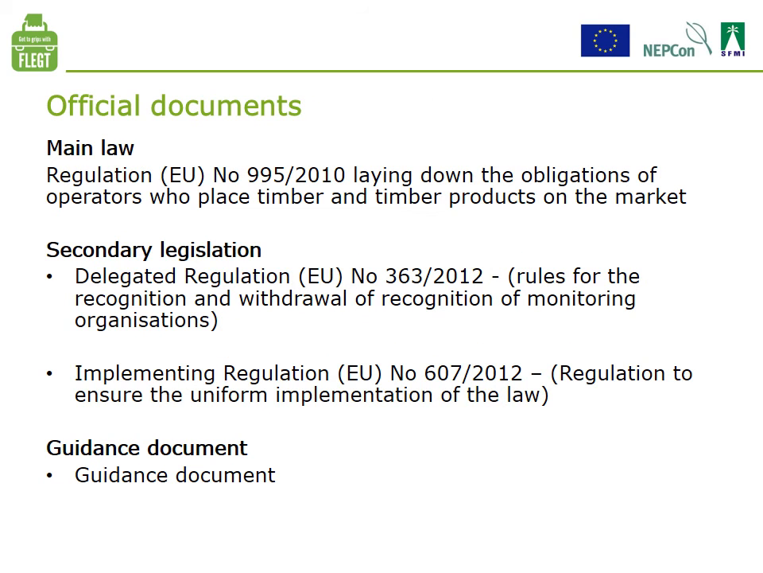With this slide, we list the official documents of the EUTR. Aside from the main law, the EUTR is complemented by two other pieces of legislation that offer more detail on specific points within the law. There is a delegated regulation which provides rules for the recognition and withdrawal of recognition of monitoring organizations. There is also an implementing regulation, which is a regulation to ensure uniform implementation of the law in different EU member states. Finally, we've listed a guidance document provided by the EU, which provides additional information on some aspects of the regulation.